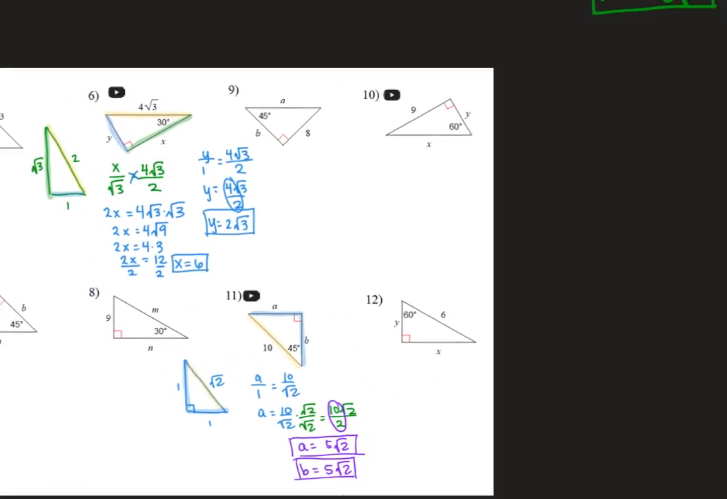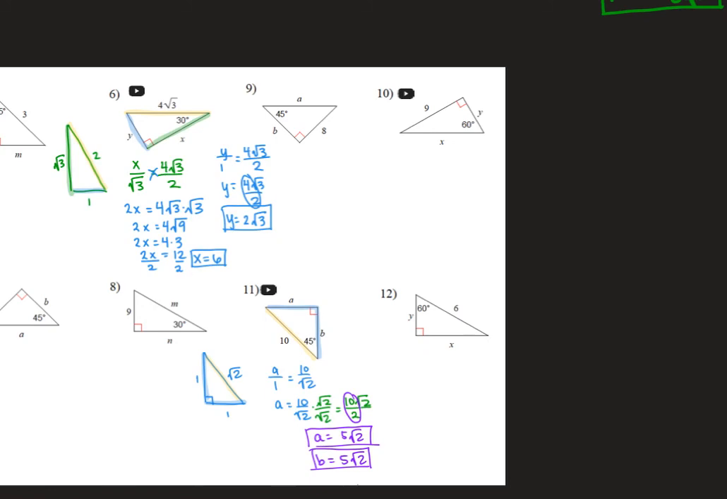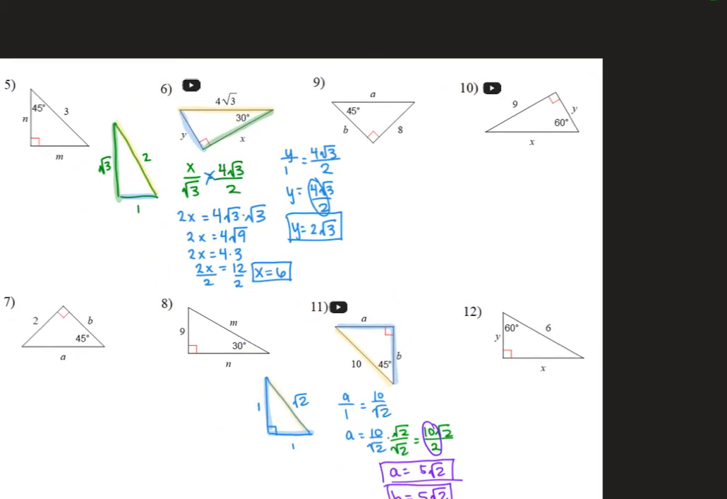All right, last one I'm going to do is number 10. Sorry, I kind of went out of order. I'm just going to use this special right triangle over here. So for number 10, I'm going to highlight my sides. So my short side is blue, my long side is green, and my hypotenuse is yellow. And we're just going to match up our sides. So I'll solve for x first, which is the hypotenuse. So x over 2 equals 9 over the square root of 3. Hypotenuse over hypotenuse equals long side over long side.